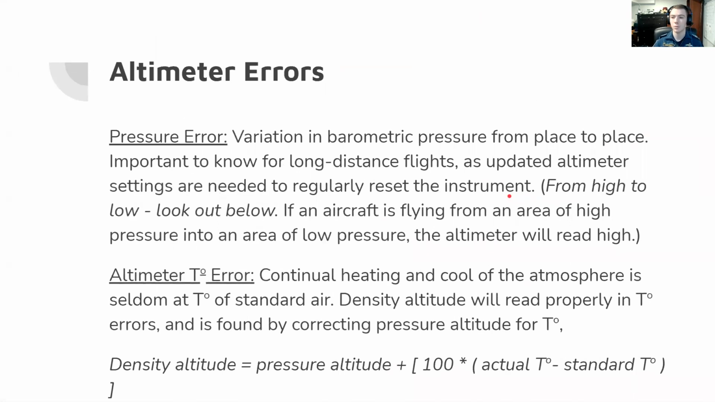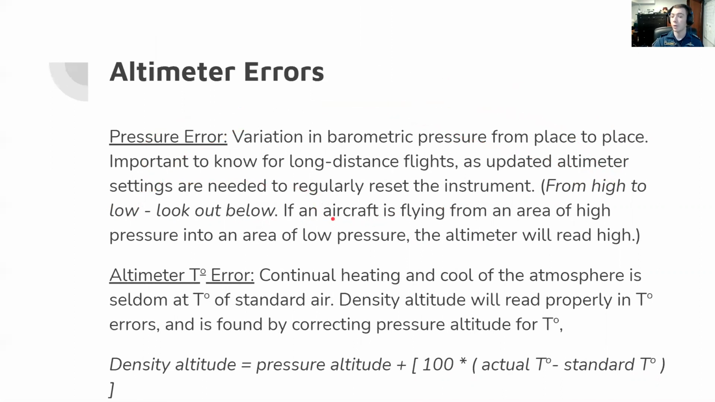Altimeter errors. So altimeters are prone to errors, just like every instrument is. So the way you need to know how this works is that as you fly long distance flights, especially from one area to another, they can have different ambient pressures at ground level, and you need to adjust your altimeter accordingly. So you need to be aware that when you fly from an area of high pressure to low pressure, be aware that your altimeter is going to overread. It's going to tell you you're higher than you actually are. So because of that, it's important to take a look below you and check your actual altitude. And that's why we have the saying, from high to low, look out below.